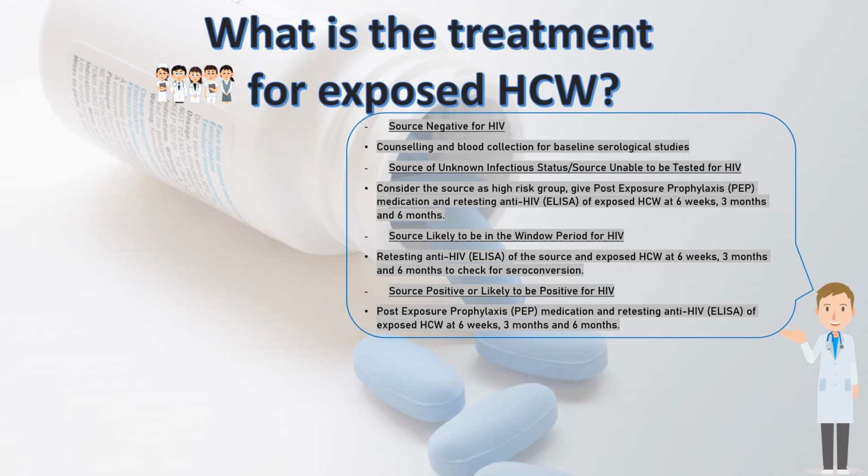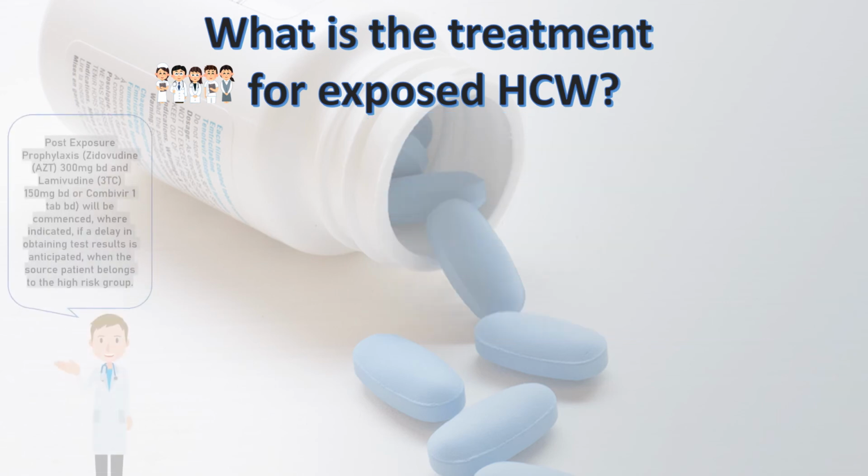If the source is likely to be in the window period for HIV, retesting anti-HIV ELISA of the source and exposed healthcare worker are required at 6 weeks, 3 months and 6 months intervals to check for seroconversion. Lastly, if the source is positive or likely to be positive for HIV, post-exposure prophylaxis (PEP) medication will be given and retesting anti-HIV ELISA of the exposed healthcare worker is required at 6 weeks, 3 months and 6 months intervals.